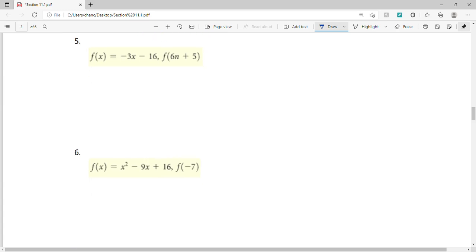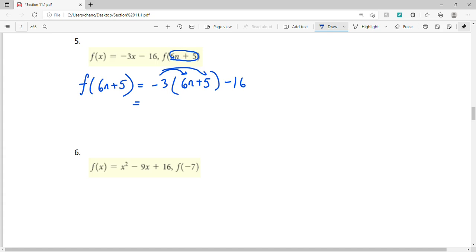In part 5, same situation. Let's try to substitute 6n plus 5 as our input. We write f of 6n plus 5 equals negative 3 times 6n plus 5 minus 16. And again, we'll have to learn how to distribute here, so we're going to distribute the negative 3.